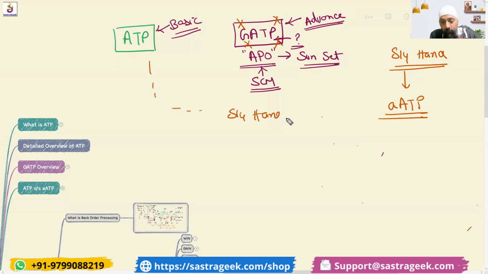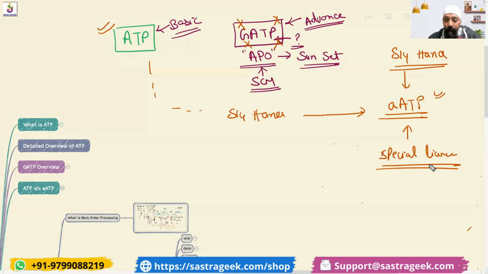S4 Hana has two things, basic aATP and advanced aATP. Basic aATP you can use with the standard license which comes, but for advanced aATP, you need a special license, right? But it is available within S4 Hana. The same way for PPDS, you need a special license. For EWM, you need a special license. For TM, you need a special license. Although all of these things are part of S4 Hana, you need to make sure you have a license to use it. Same way, aATP is there, which is developed from scratch.